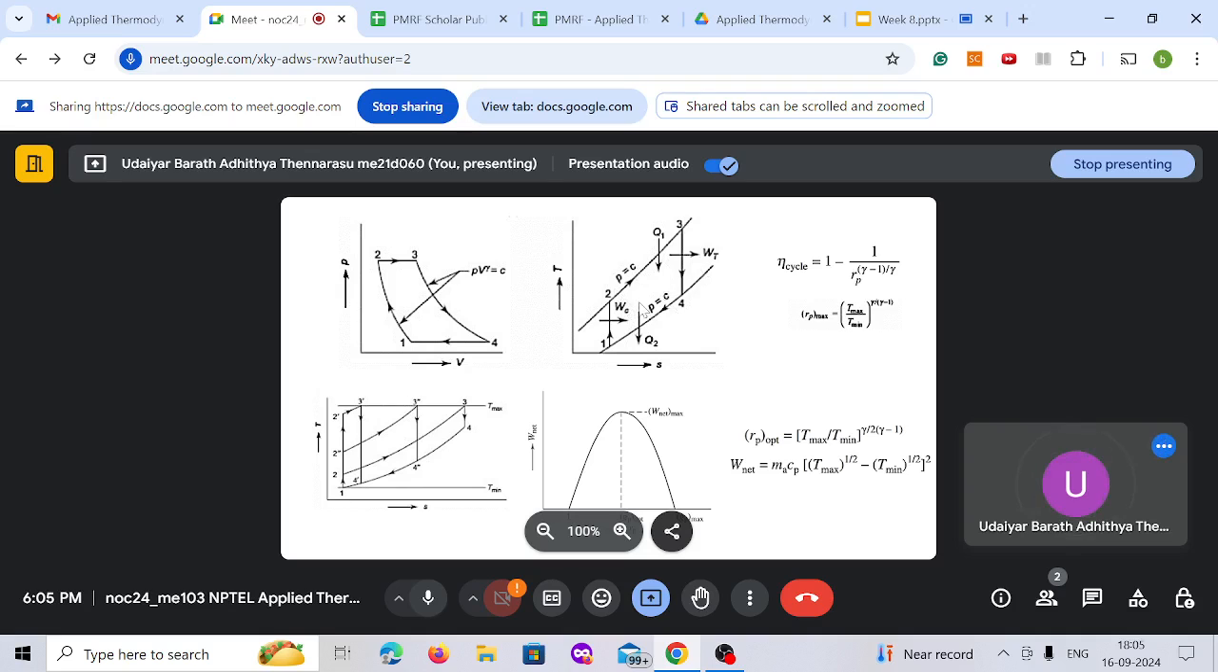With this we can also derive for this process your efficiency formula, which is nothing but your net work developed divided by the heat which is added. On simplification, this is what we get: 1 minus 1 by Rp raised to power gamma minus 1 by gamma. Or you can write Rp max is T max by T min raised to power gamma by gamma minus 1. This is the maximum which you can go.